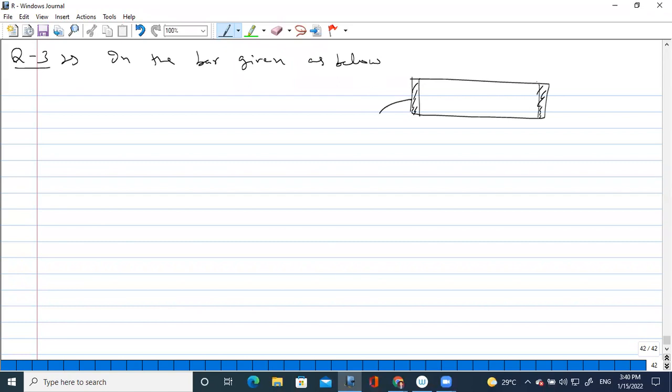Here the conditions are the same: initial 0 degree centigrade, and this end is also 0 degree centigrade. These are the end points. Here this is x equal to 0, bar length is L, so this is the x equal to L point, and this is laterally insulated. Here the initial condition f(x) is given.